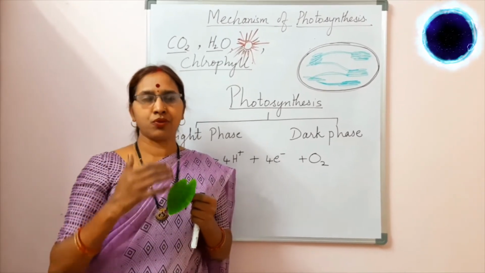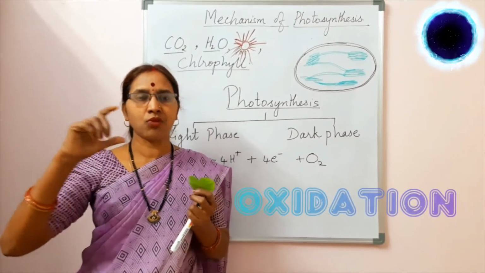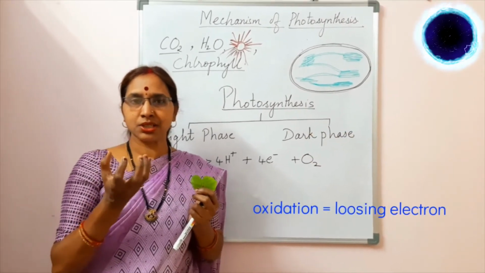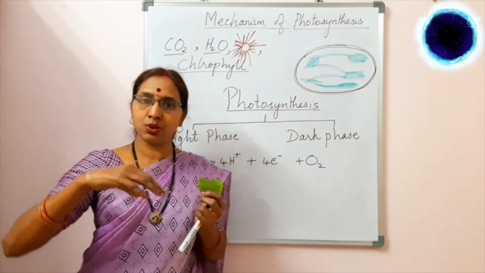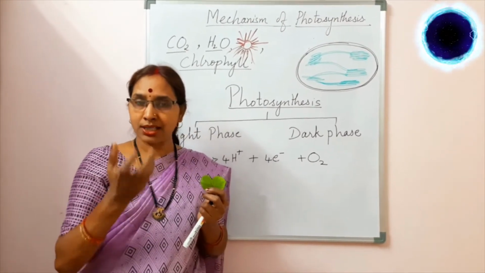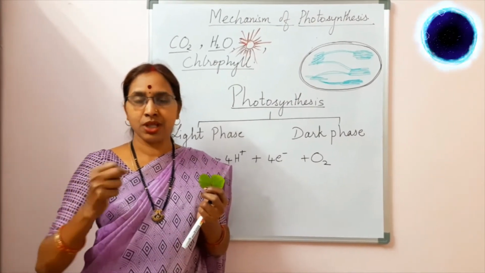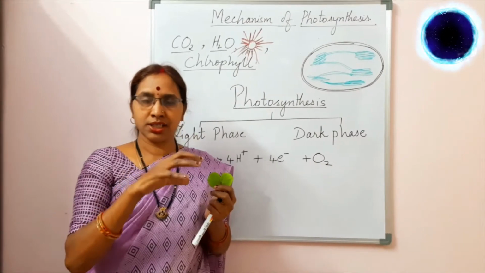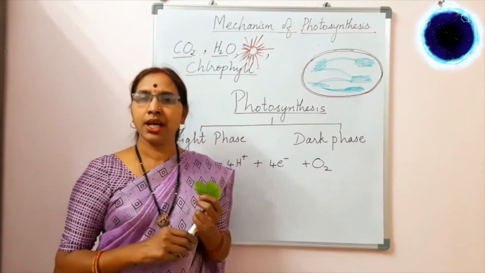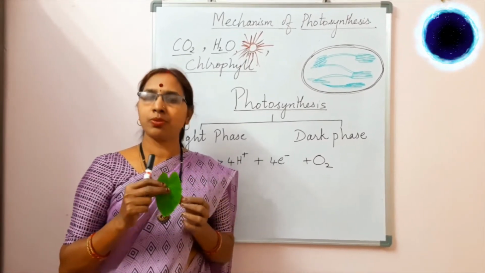Before we learn about photosynthesis, let us learn about two terms: oxidation and reduction. Oxidation is when a substance loses an electron. When a substance loses an electron, it is said to be oxidized. When a substance accepts an electron, it is said to be reduced. Hope you all understood when a substance is said to be oxidized and when it is said to be reduced, because I will be using these terms when I talk about the mechanism.